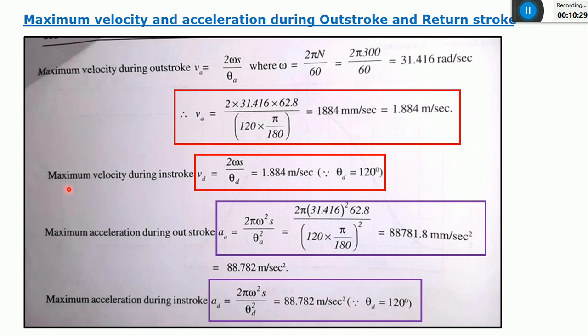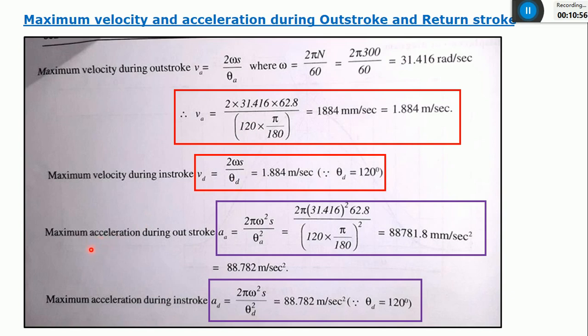Similarly, I can calculate the maximum velocity during the return stroke or the in stroke. It is the same formula, only the angle will be different: theta D or theta R. Since the angle during the return stroke is also the same, that is 120, I'll get a similar answer as the outward stroke, that is 1.884 meter per second, because both the angles are the same, 120 for outward and 120 for return stroke.